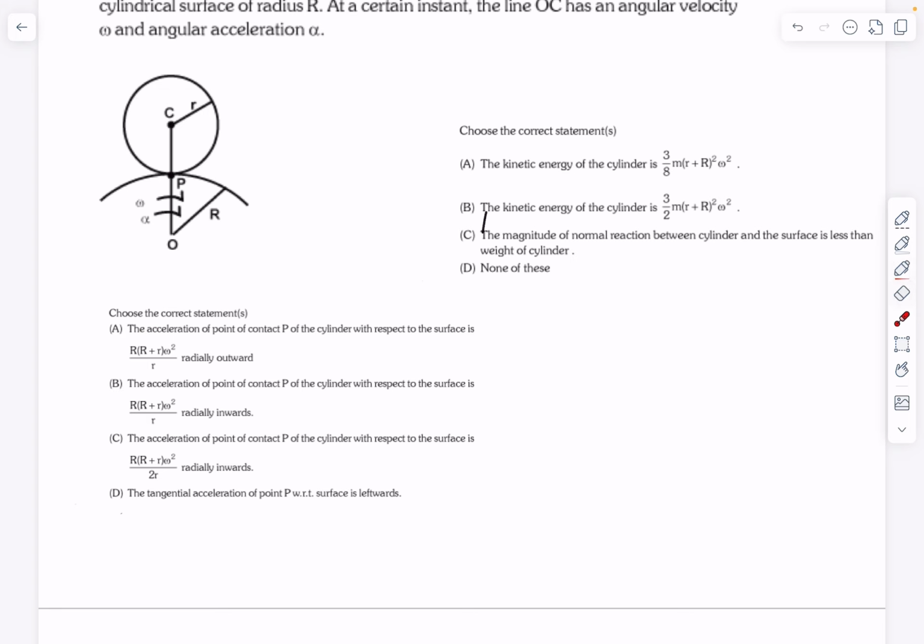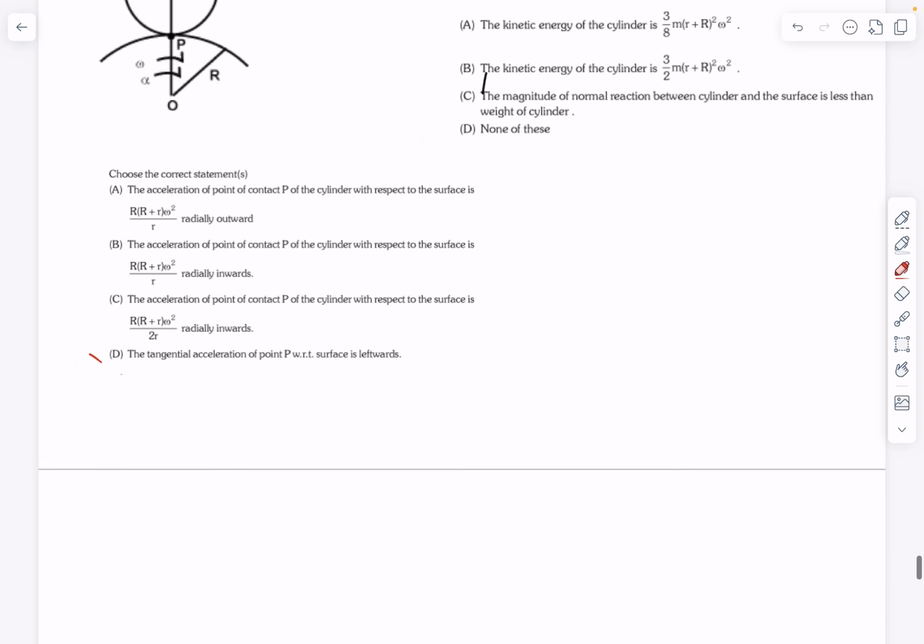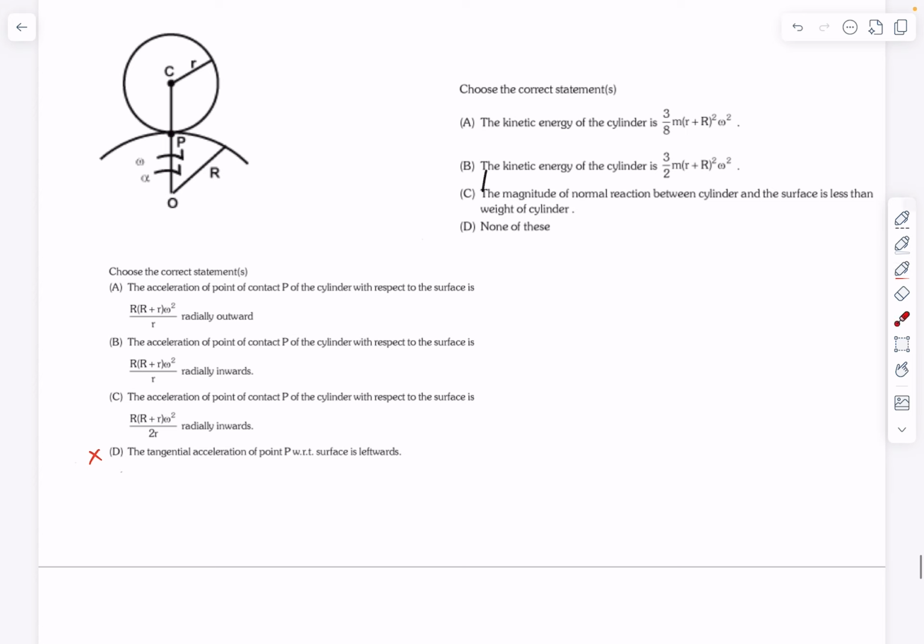And in option D, they're saying the tangential acceleration of point P with respect to the surface is leftwards. This is actually not true, because we know it's rolling without slipping, right? So its tangential acceleration at this instant has to be 0. So option D is clearly wrong. Now let's talk about the acceleration of point P.